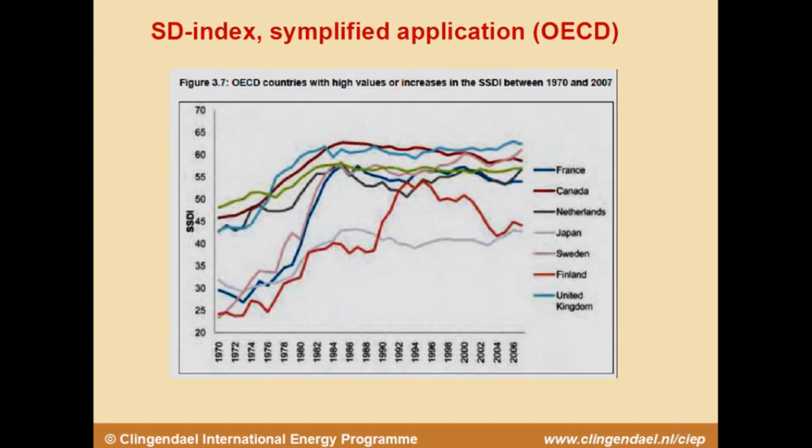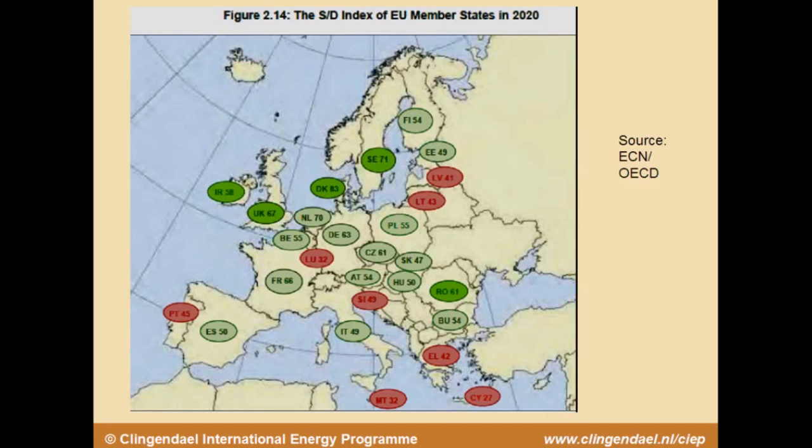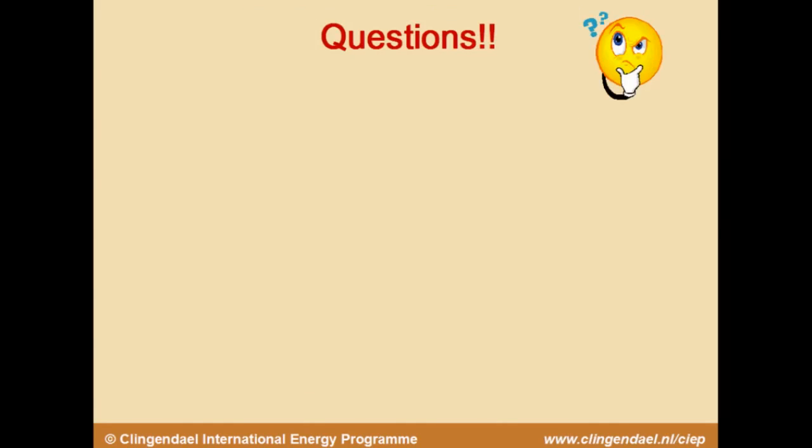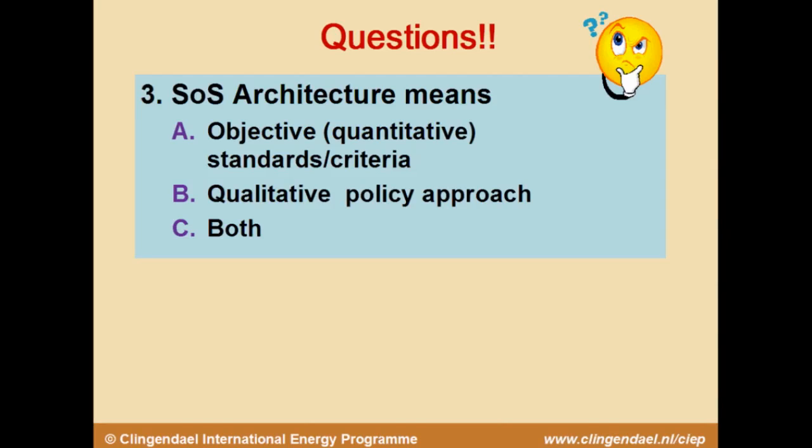Now, another calculation that we made was to look ahead and to take, for instance, the forecast of the period up to 2020, and then you see a number of other developments as well taking place, and then you can try to compare that a little bit. And this is maybe a nice tool to play around a little bit with, but it's only helpful in a certain sense. And you could think about, to what extent should we really be going in that direction? And on that, again, a question. Does an architecture for supply security mean that we should work with objective quantitative standards and criteria? Or should we focus on a much more qualitative policy approach?